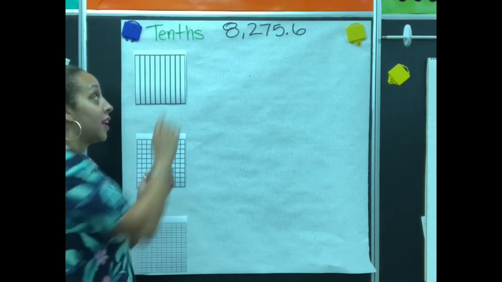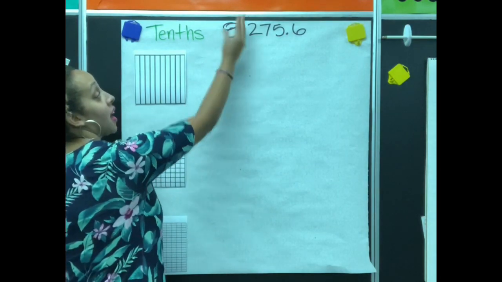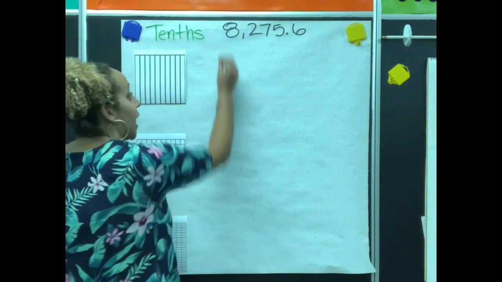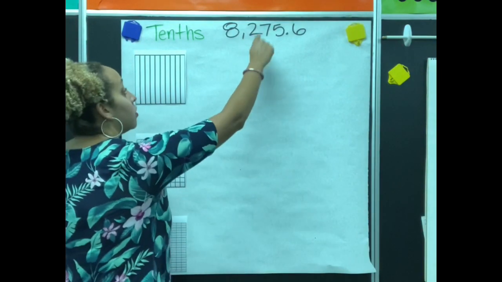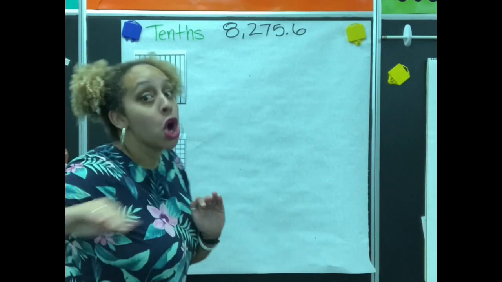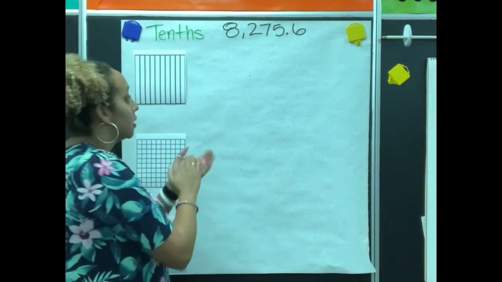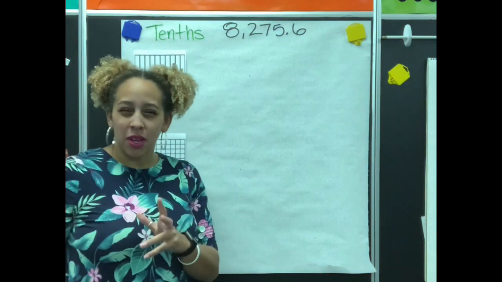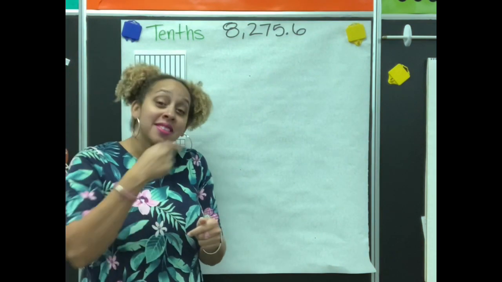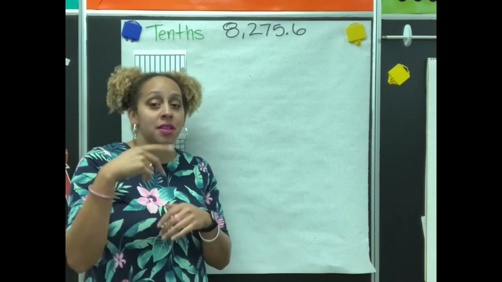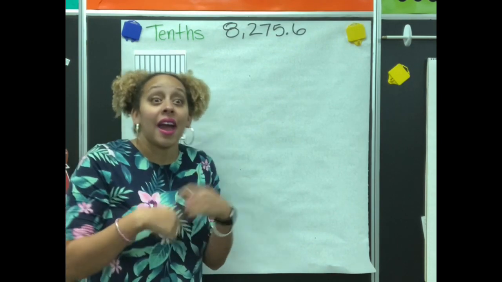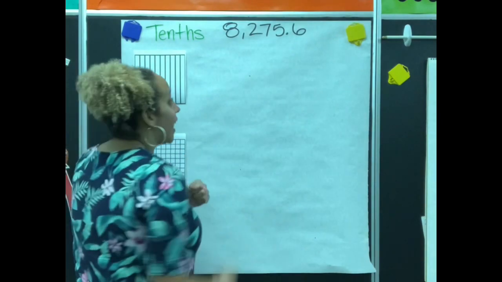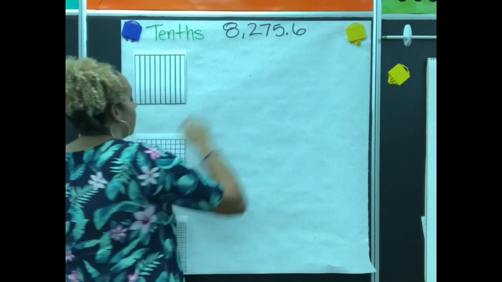You should have said 8,000. We have to say the house's name because it's in the 1,000s place. So we say 8,275 and 6 tenths. Some of us were confused last 2 weeks. We clap, clap, and say and. We don't clap, clap in the place of and. Okay, so we say and. So it should say 8,275 and 6 tenths.